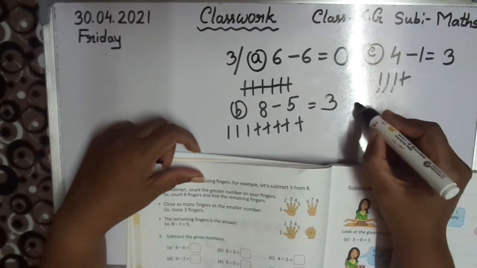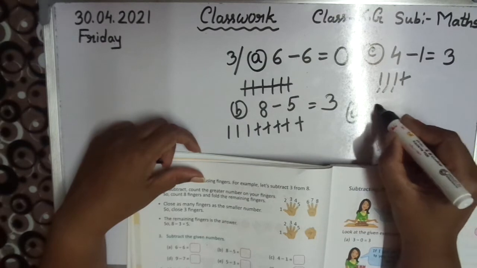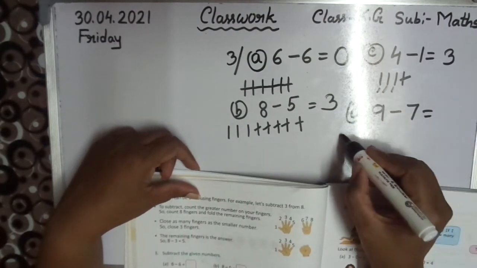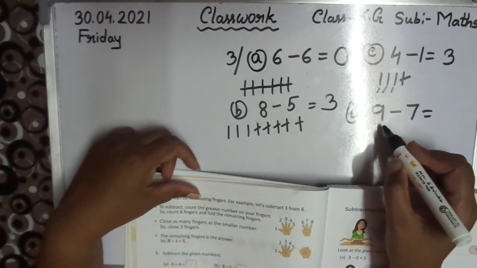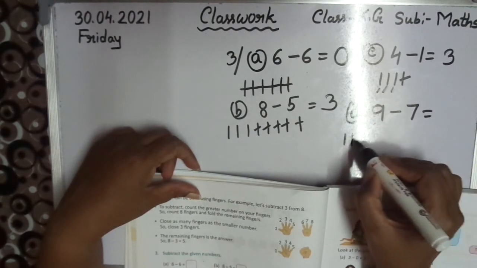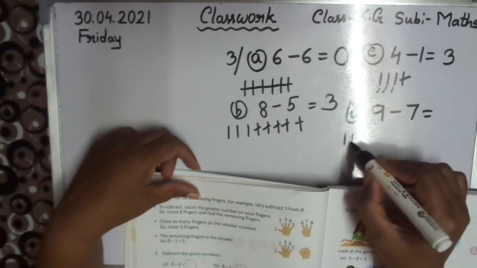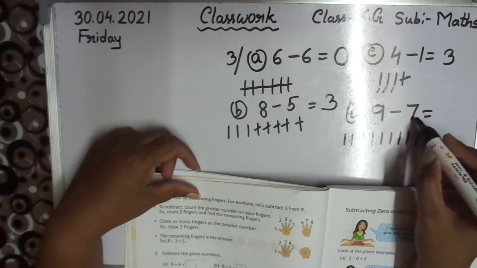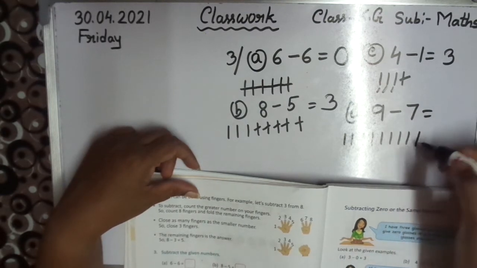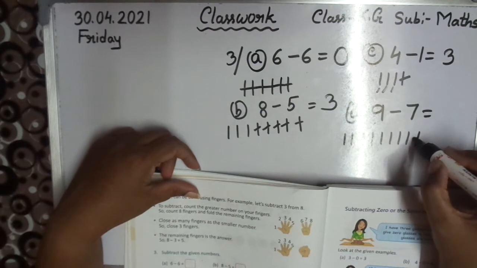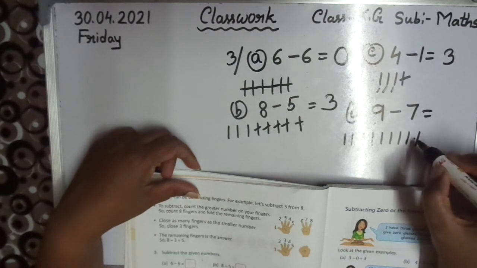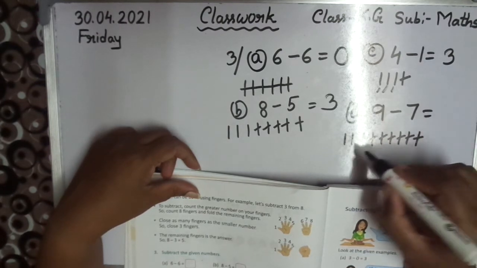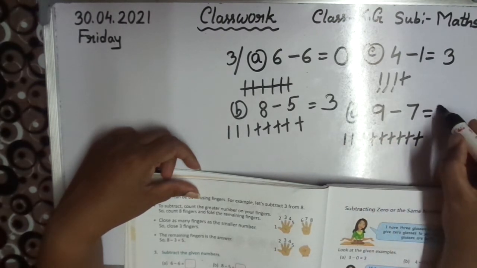Practice children. Okay. 9 minus 7. So draw the lines 9. 9 is the bigger number. So 9 big number, you draw the lines. 1, 2, 3, 4, 5, 6, 7, 8, 9. 7 is the small number. So count 7 also, minus 1, 2, 3, 4, 5, 6, 7. So left 1, 2. So the answer is 2.